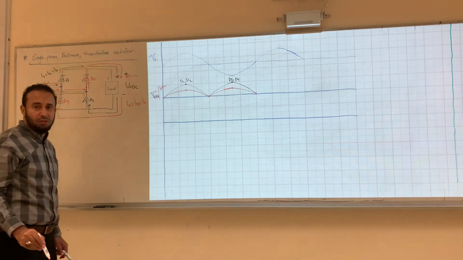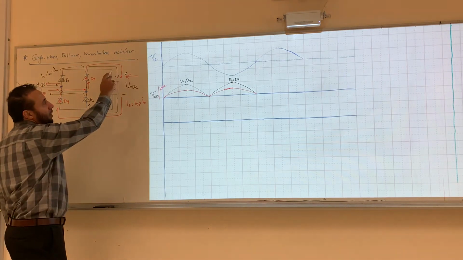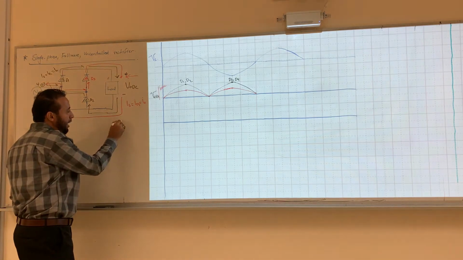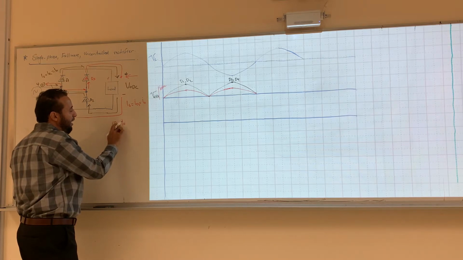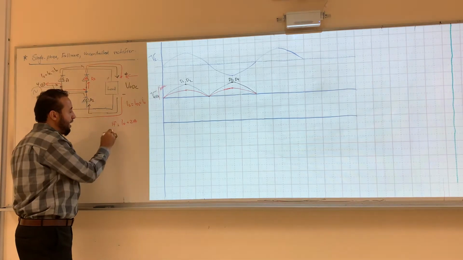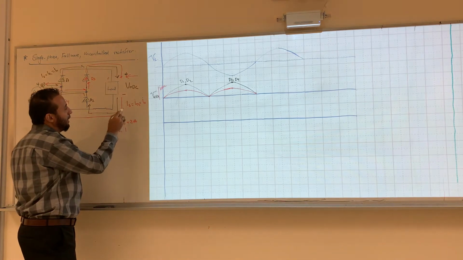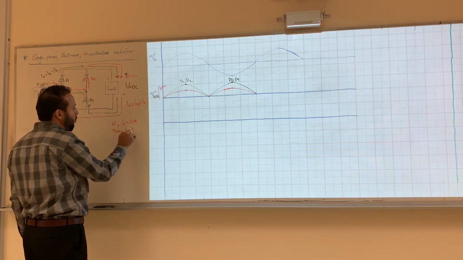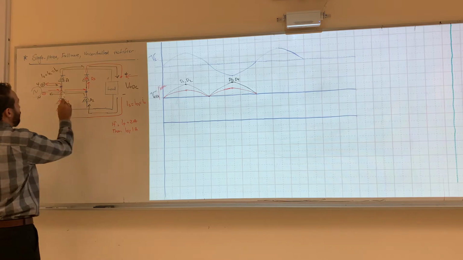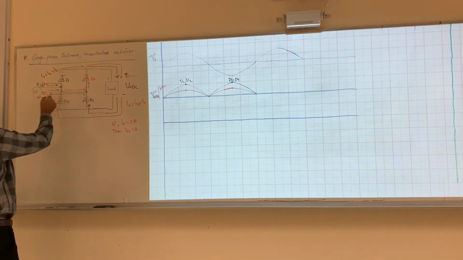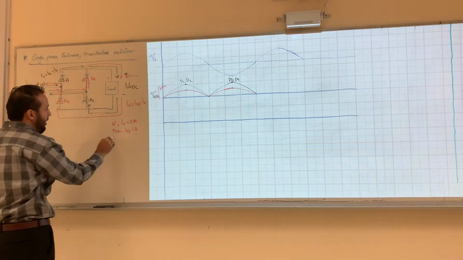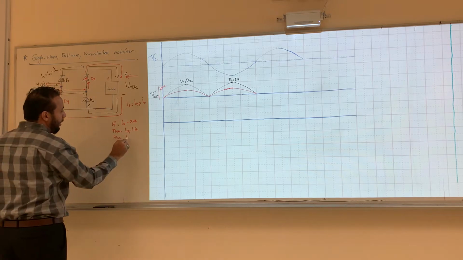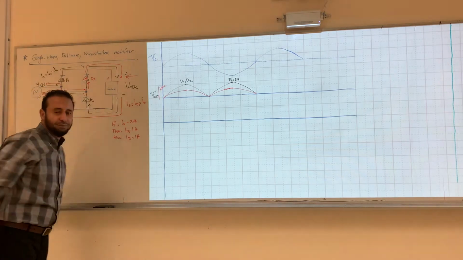So what's I out? I out is the addition of both. So if I out equals 2 ampere, then I diode 1 equals 1 ampere. And since I diode 1 is 1 ampere, I diode 2 is 1 ampere because it's one path. And then also I diode 3 equals 1 ampere. Okay?